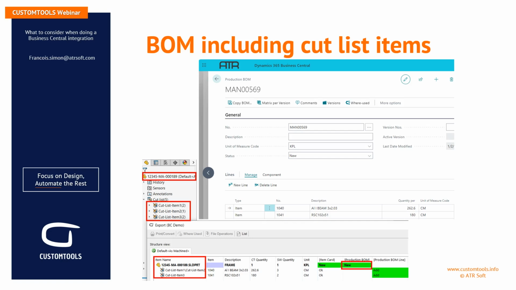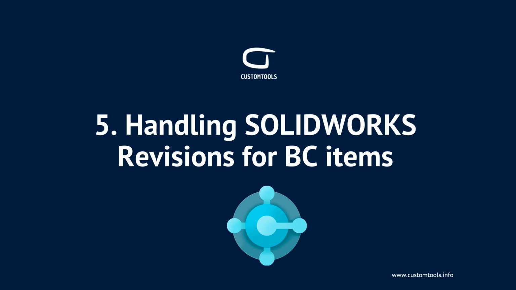In this scenario, we are relying heavily on the metadata obtained from the cut list item in SOLIDWORKS. And this is something very important. If you want to manage cut list items as individual items in BC, you need to have valid metadata for the cut list item properties. Otherwise, the export cannot really work.